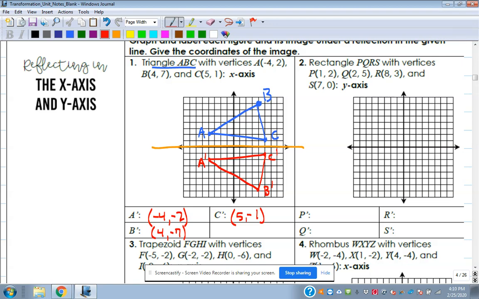All right, so let's do number 2. It's a reflection across the y-axis, just so that we can say that we've done that. So I'm going to plot PQRS in blue. So P is at (1, 2). Q is at (2, 5). R is at (8, 3). And S is at (7, 0). We get a rectangle. Nice looking rectangle. We are reflecting across the y-axis.